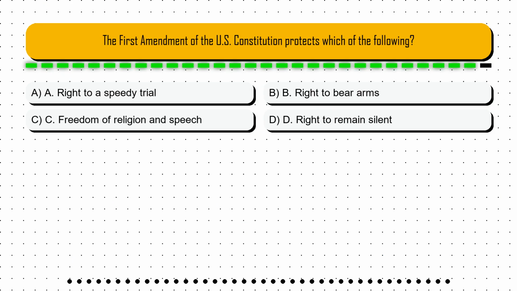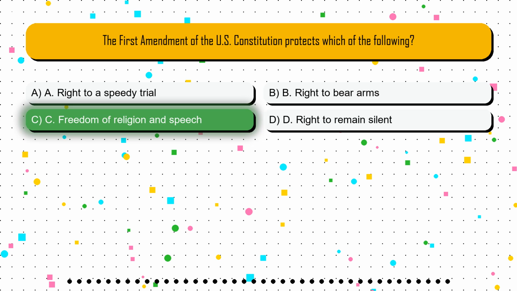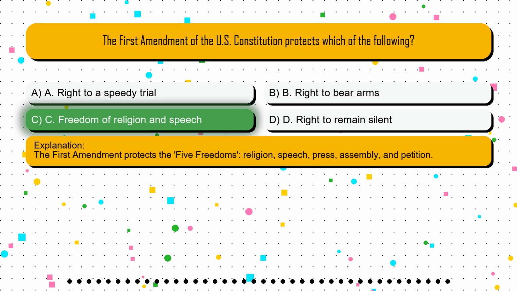Question 30. The First Amendment of the U.S. Constitution protects which of the following? Option A, right to a speedy trial. Option B, right to bear arms. Option C, freedom of religion and speech. Option D, right to remain silent. The correct answer is option C, freedom of religion and speech. The First Amendment protects the 5 freedoms: religion, speech, press, assembly, and petition.